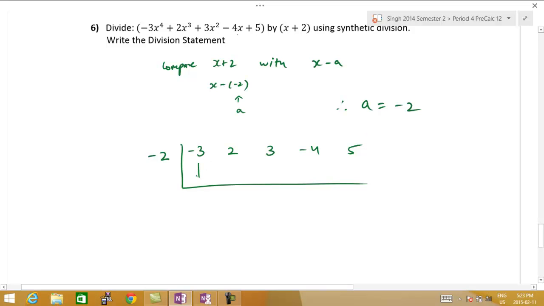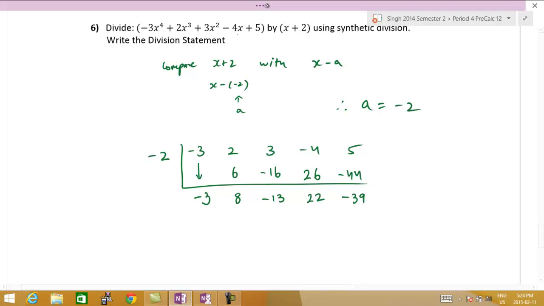First step, we bring down the negative 3. Next step, we multiply the negative 2 by the negative 3 to give us a positive 6. We add the 2 and the 6 to give us an 8. We multiply the negative 2 by the 8 to give us a negative 16. We add the 3 and the negative 16 to give us a negative 13. Multiply the negative 2 and the negative 13 to give us a 26. Add the negative 4 and the 26 to give me a positive 22. Multiply the negative 2 by the 22 to give me a negative 44. Add the 5 and the negative 44, and I'm going to get a negative 39.